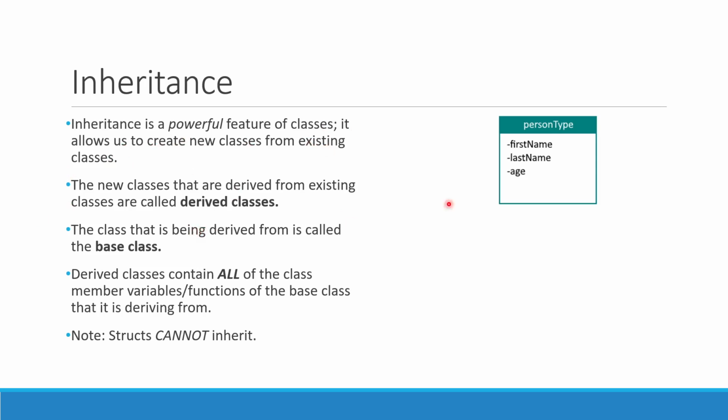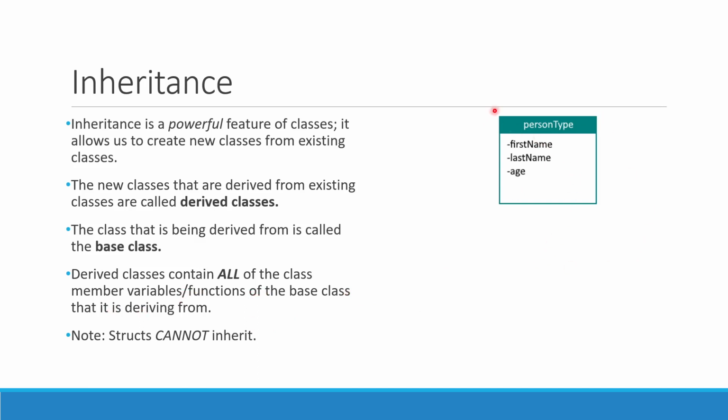Okay? Over here is our personType.h class that we wrote before. Well, in a diagram, of course. Now, the new classes that are derived from existing classes are called derived classes. That's a vocabulary word that you need to remember. And then the class that is being derived from is called the base class. Okay? Derived classes contain all of the class member variables and functions of the base class that it's deriving from. How cool is that? Okay?